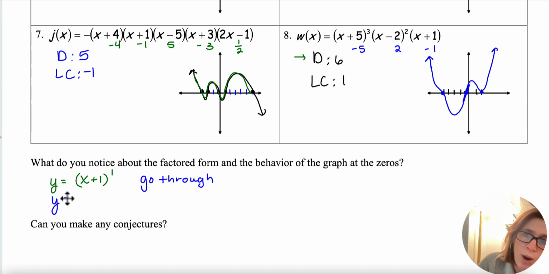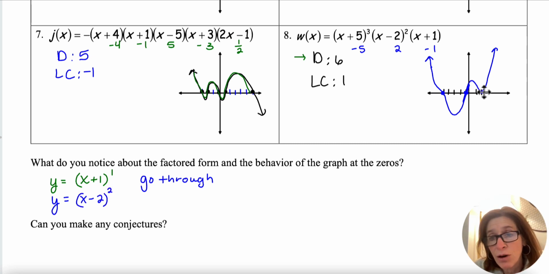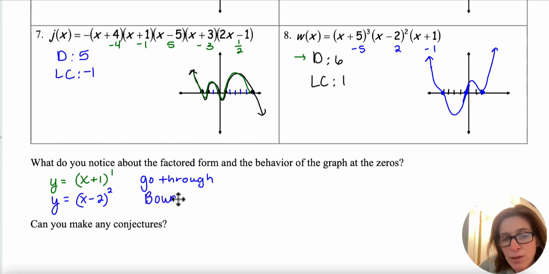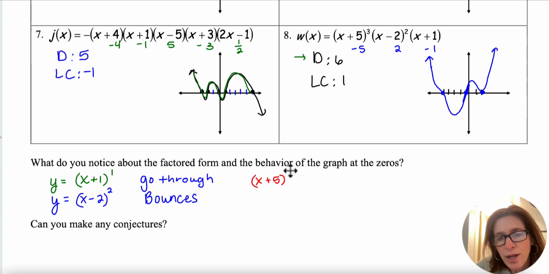All right, y equals x minus 2 squared. So that was at our intercept of 2, and it's quadratic, which we know is going to turn around. This quadratic in particular is the square of a binomial, which we know at its intercept, it kind of turns around because the vertex is the x-intercept. And we call that a bounce. So it bounces at the x-intercept. And then the last one was x plus 5 cubed. Now we know that the cubic graph looks like that. I call that a squiggle.